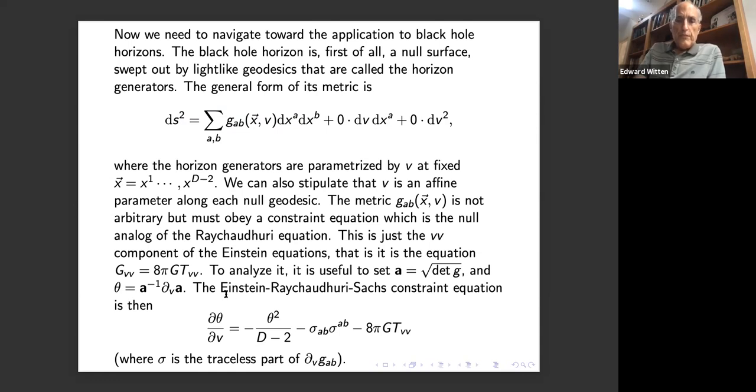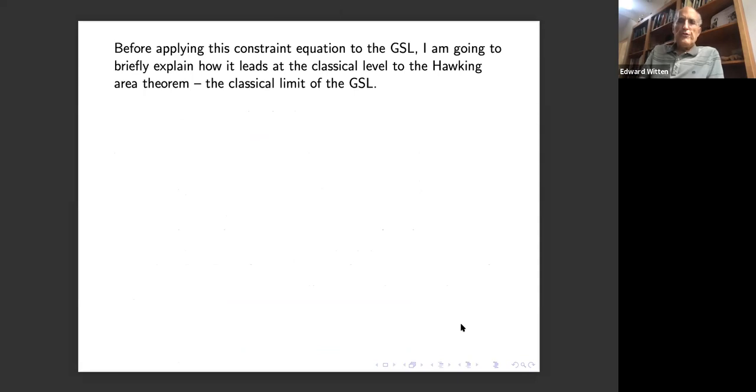So if you set boldface A to be the square root of the determinant of this D minus two component metric, and let theta be A inverse d_V A, then the constraint equation is this one, where sigma is the traceless part of d_V of G. So that's simply a component of the Einstein equations. Before deducing from it the generalized second law, I'm going to spend a moment to explain the classical limit of the generalized second law, which is the Hawking area theorem.